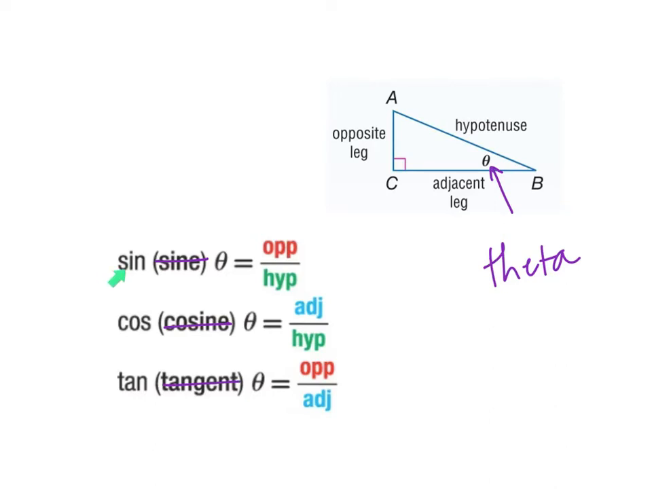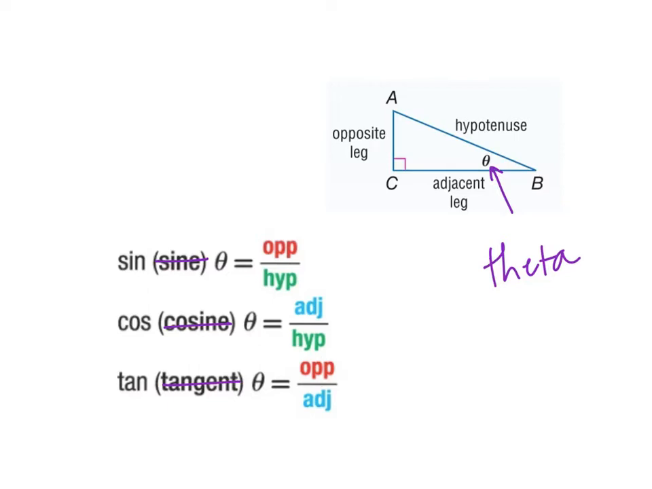This is not sin. Please don't call it sin. I know we go to a Catholic school and we talk about that, but this is sine, cosine, and tangent, okay? Sine is opposite over hypotenuse. Cosine is adjacent over hypotenuse. Tangent is opposite over adjacent, okay?